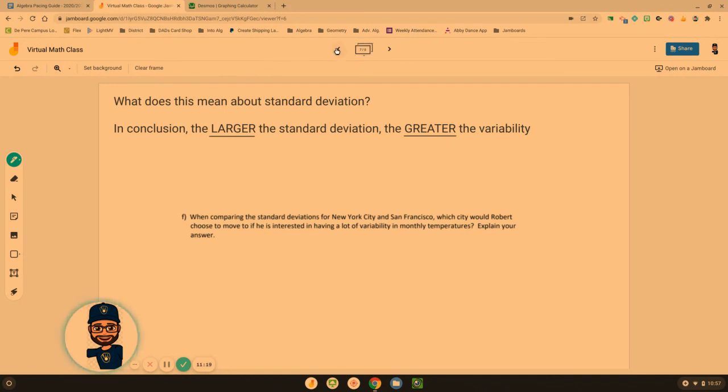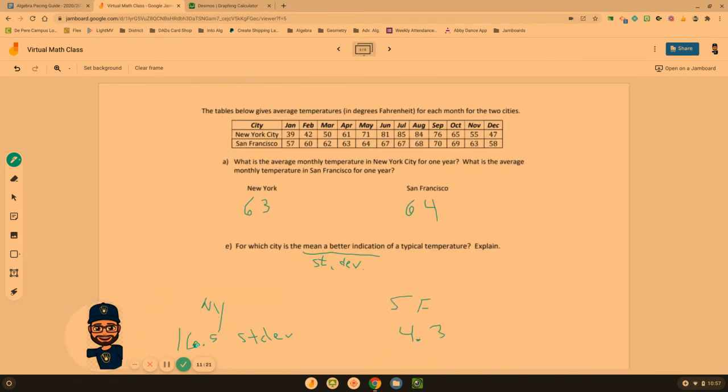So if we go back and you look, New York had a standard deviation of 16.5. San Fran had a standard deviation of 4.3. That means the temperatures in New York are going to be more spread out and farther apart over time, versus San Francisco is going to be much closer over time. Okay? And that means we have to be able to answer some questions.